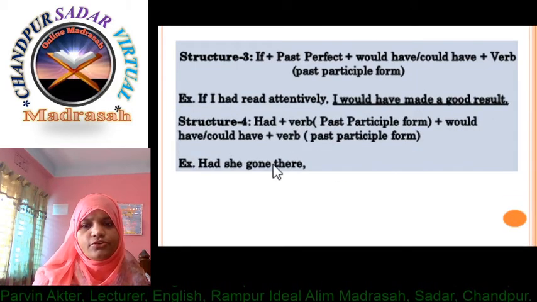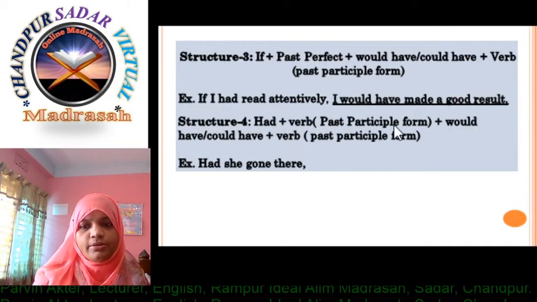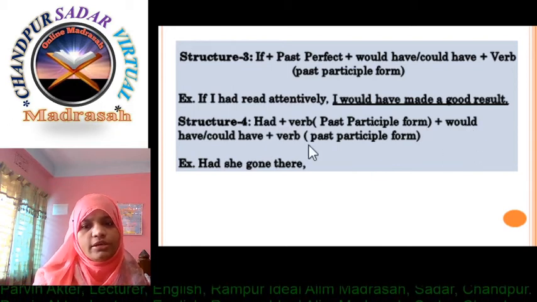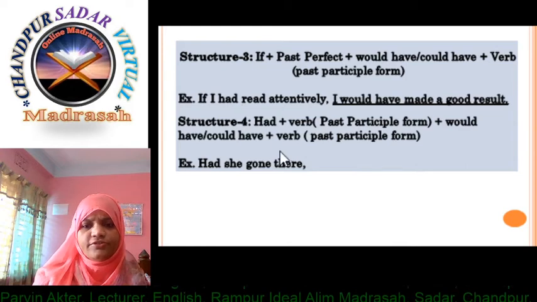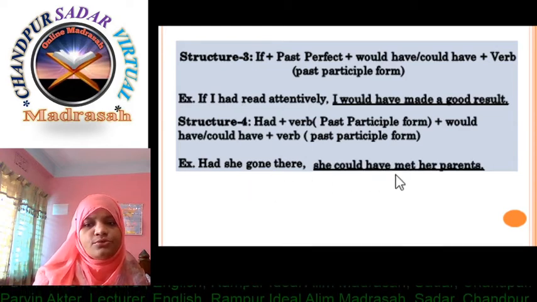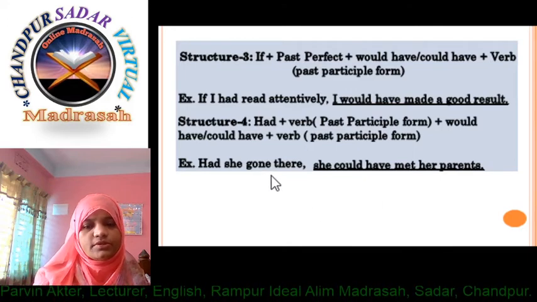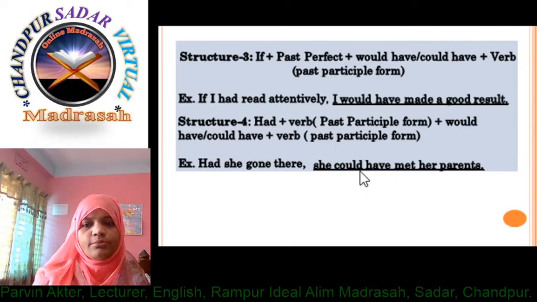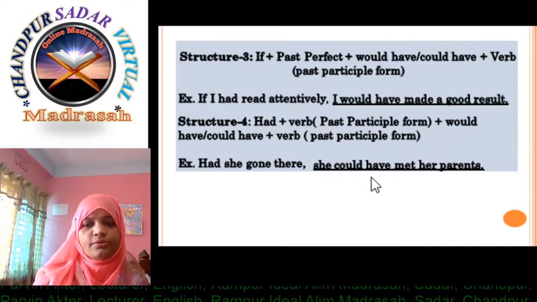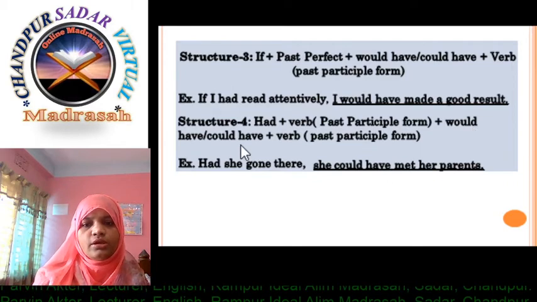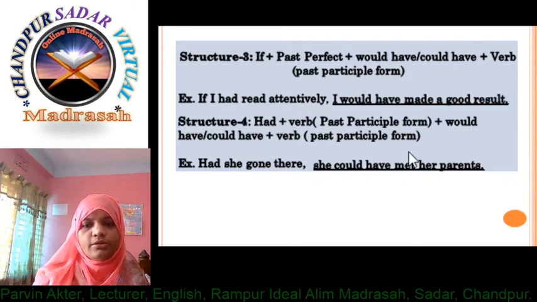Then 4. In the case of had plus past participle, there you have to use would have and could have plus past participle. Like if had: Had he gone there, she could have met her parents. Again, had, look at the structure, had plus past participle form. If there is had plus past participle form, you have to use would have or could have, then verb 3.